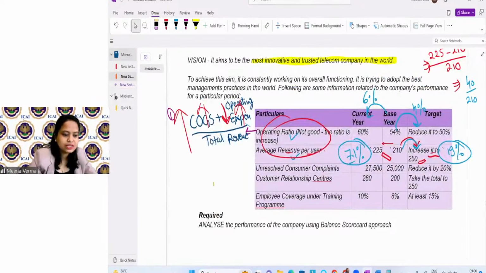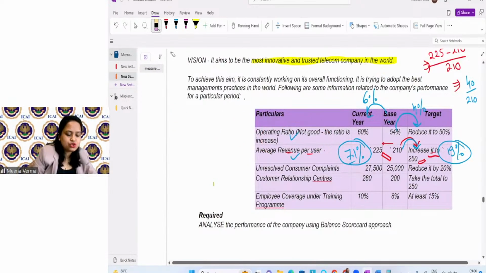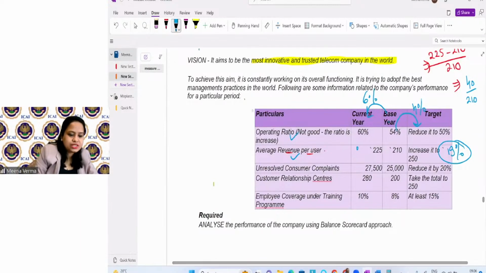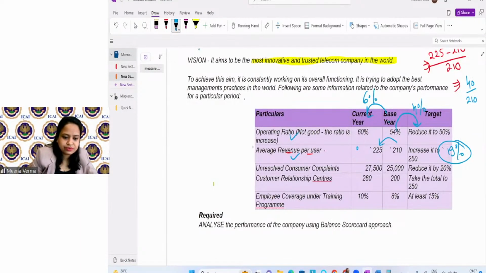Now, if you will see in the same question, what we have discussed, the first 2 points will come under financial factors. First 2 things came under financial factors. Now see, this will come under customer perspective.